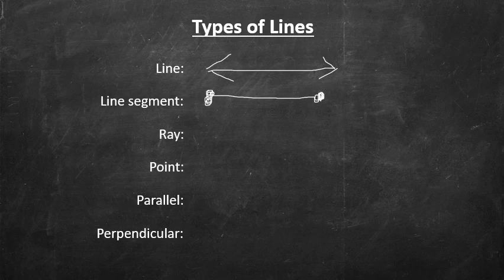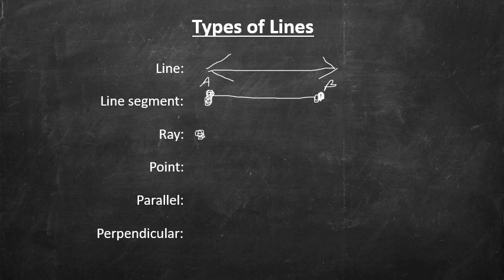A line segment has two endpoints. So it starts at a point and ends at a point. A lot like a racetrack. You're going to have a starting line and a finish line. Okay? So I can label these points as A and B. And I can call my line segment AB, because it begins at A and it ends at B. Okay?